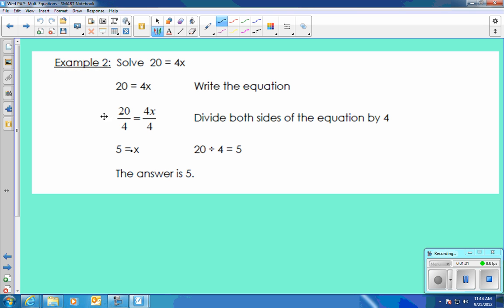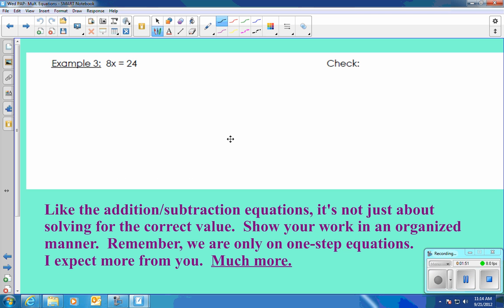So we write 20 divided by 4. We use the fraction bar here instead of the divide symbol because it just looks a little bit cleaner. So 20 divided by 4 is 5. And the 4x divided by 4 just gives you 1x left over, because 4 divided by 4 is 1. So the answer would be 5.